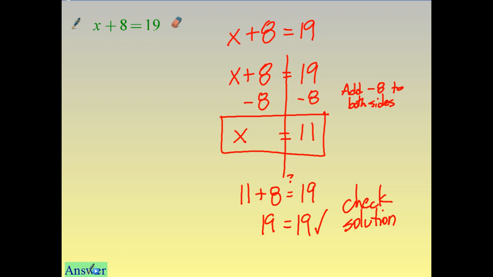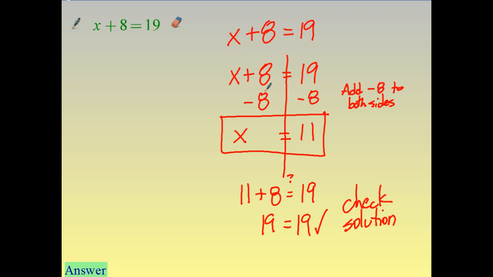Okay, I have x plus 8, so I'm going to subtract 8 from both sides. Or actually, what I should say is add a negative 8. I don't really like subtracting, so I try to do the same thing to both sides, adding, right? So if it's plus 8, I'm going to add a negative 8. Those cancel out. X is equal to 11.